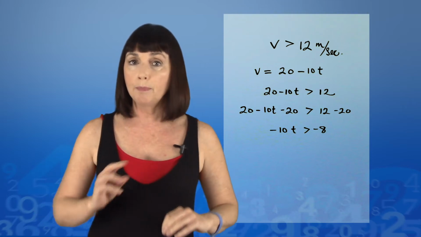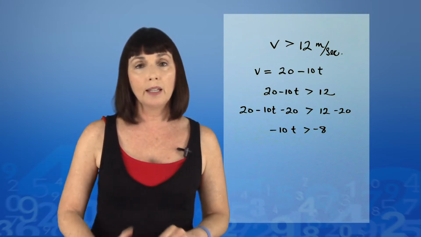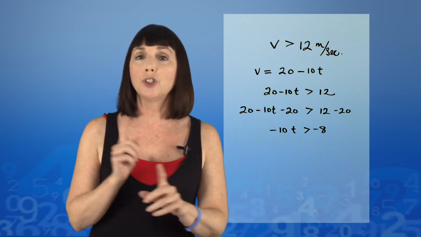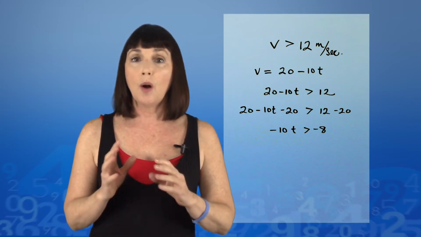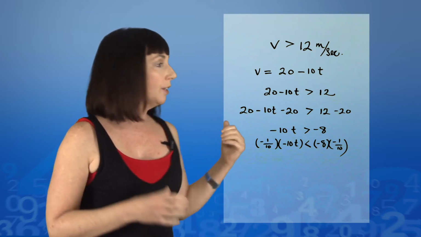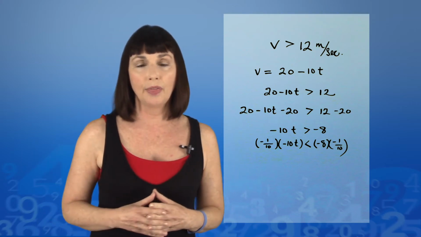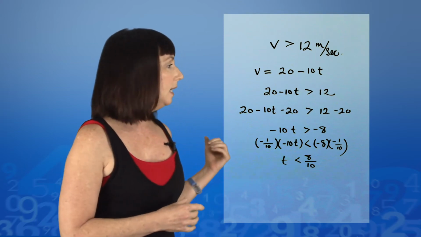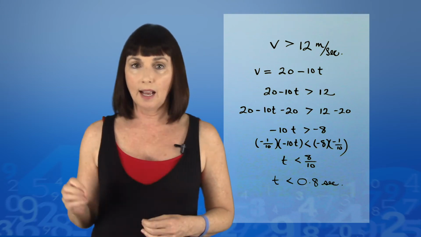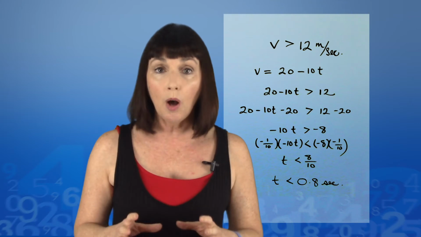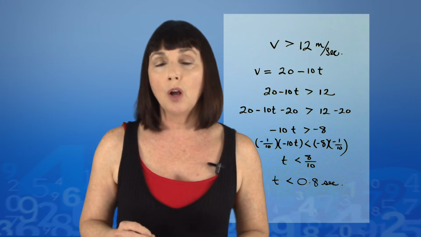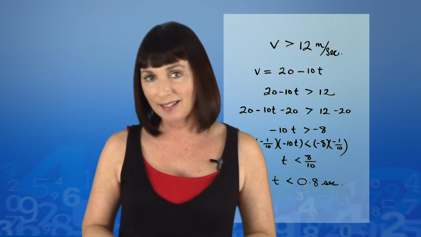Now, I'm going to multiply both sides by negative 1/10 to get rid of that negative 10 in front of my t. But when I do that, I have to change the direction of the sign. So I get negative 1/10 times negative 10t is now less than negative 8 times negative 1/10. And that leaves us with t is less than 8/10, or t is less than 0.8 seconds. So the velocity of our ball will be greater than 12 meters per second when the time after it's thrown is less than 0.8 seconds.